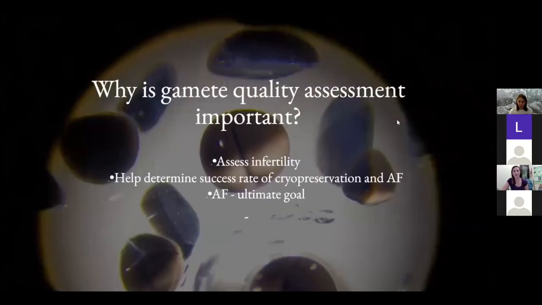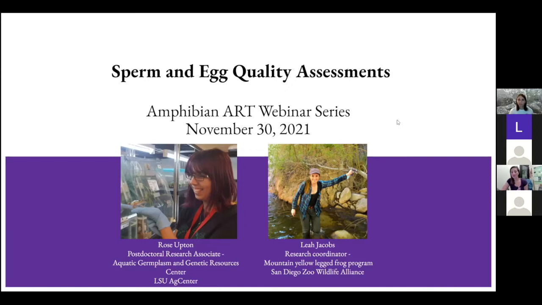We're going to talk a little bit about sperm and egg quality assessments, and what we hope to do throughout the talk is just provide a toolbox of devices and assessments that can be done for your species and for the gametes that you collect.